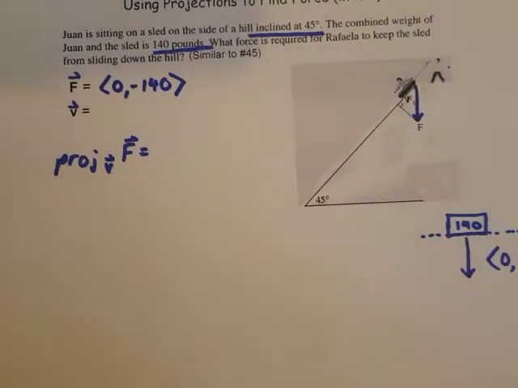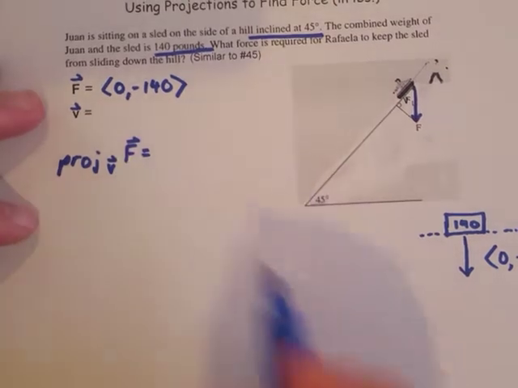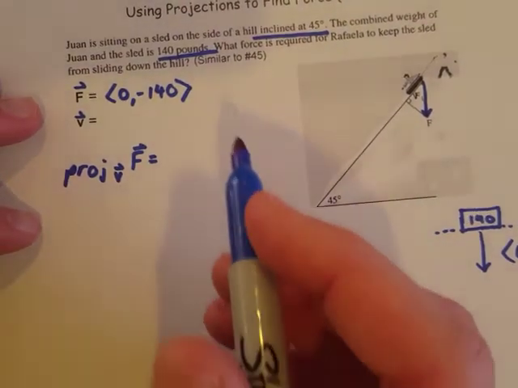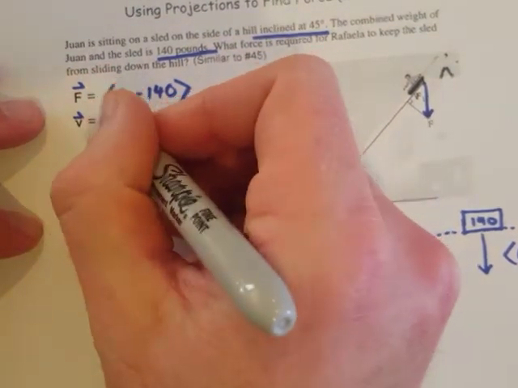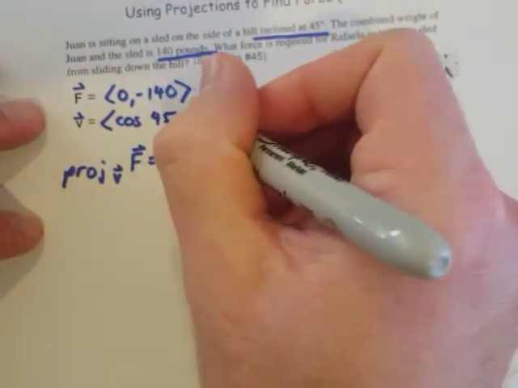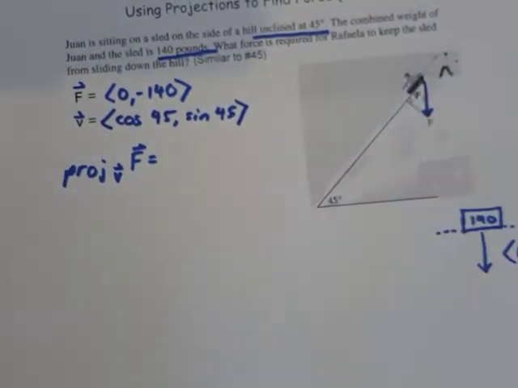For the vector that we're projecting onto, it's the hill here. All we really have for that is an angle, that 45 degrees. If we don't have a magnitude specified, we might as well make it the easiest number possible, and that's going to be a unit vector. We talked about unit vectors a little bit in the previous section. The formula for a unit vector involves cosine and sine. So we're going to do cosine of the angle, sine of the angle, and that's going to get us the unit vector that we care about here.